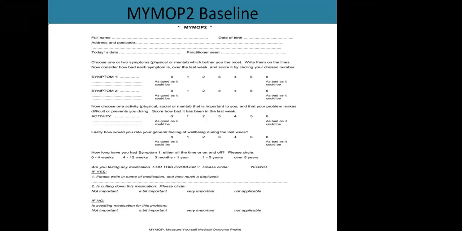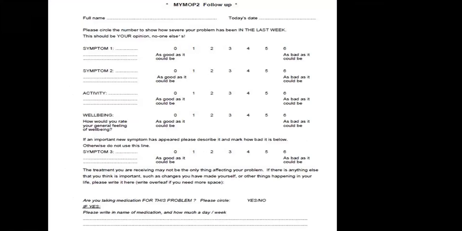At baseline, if the patient has written for symptom 1 that he or she has a pain in the epigastrium, then on the follow-up visit, the same symptom 1 must be mentioned as pain in the epigastrium. He or she cannot write pain in the abdomen. The wording has to be exactly the same as the first visit. So this is the follow-up MYMOP2 form. Again, symptom 1, symptom 2, activity score, and well-being score. Apart from that, a symptom 3 score is also there if any additional symptoms develop.